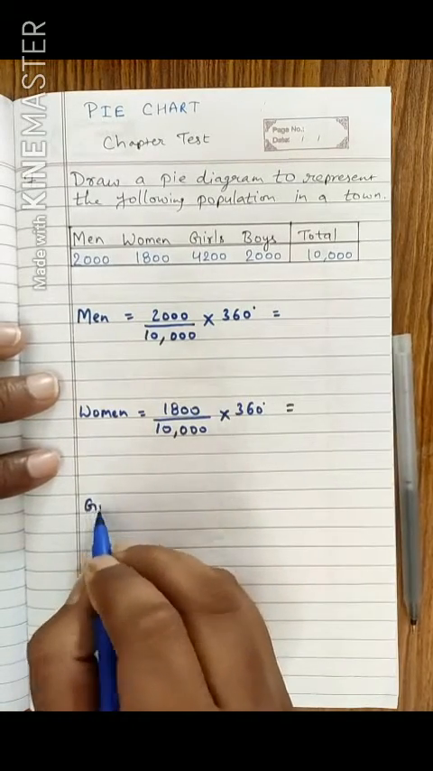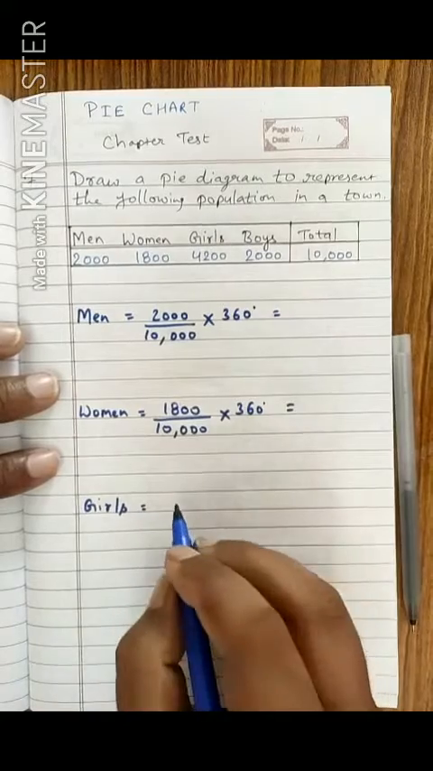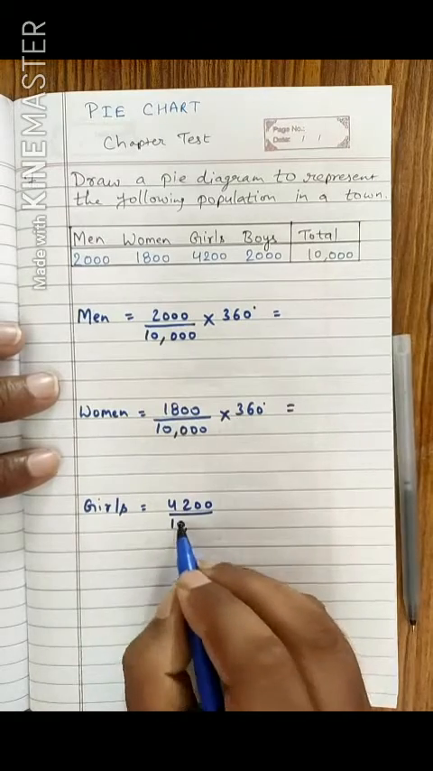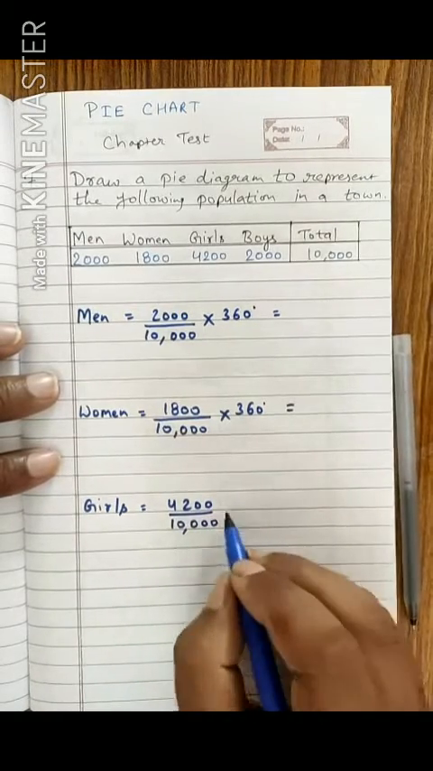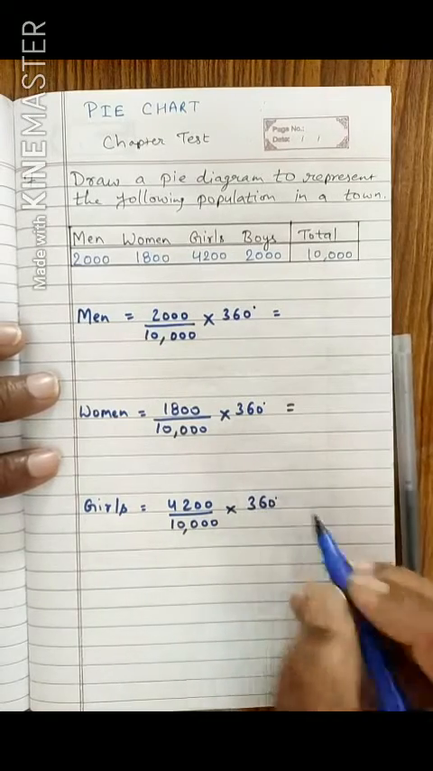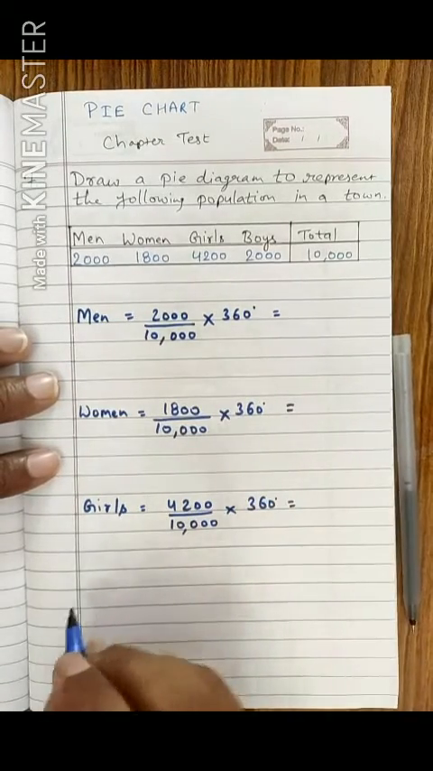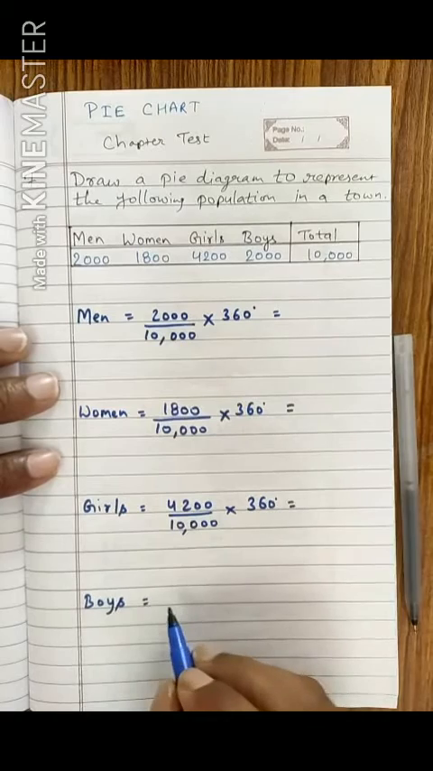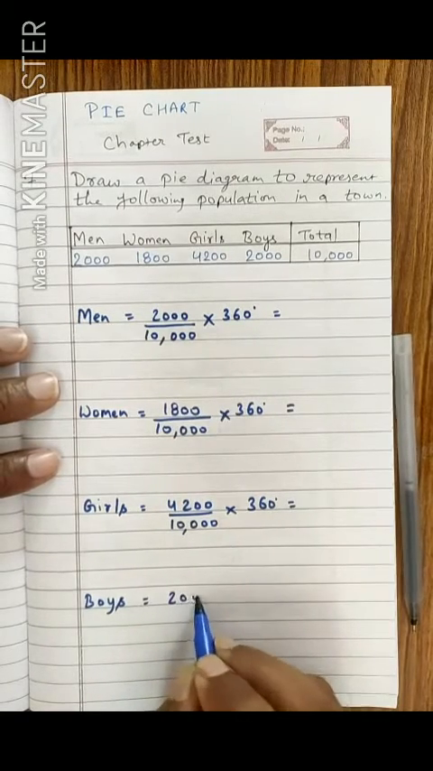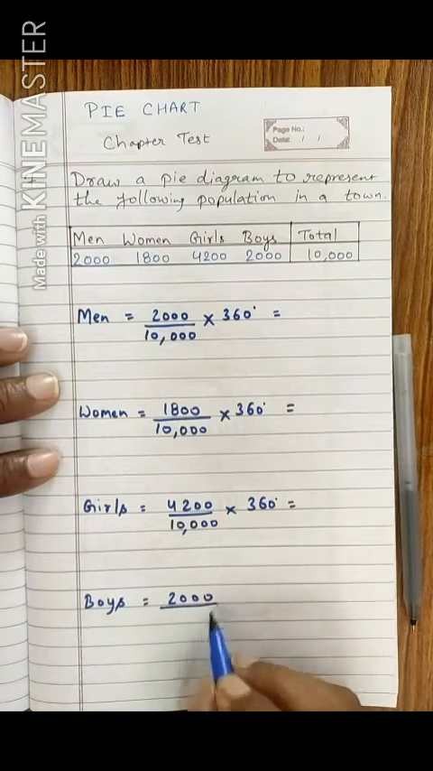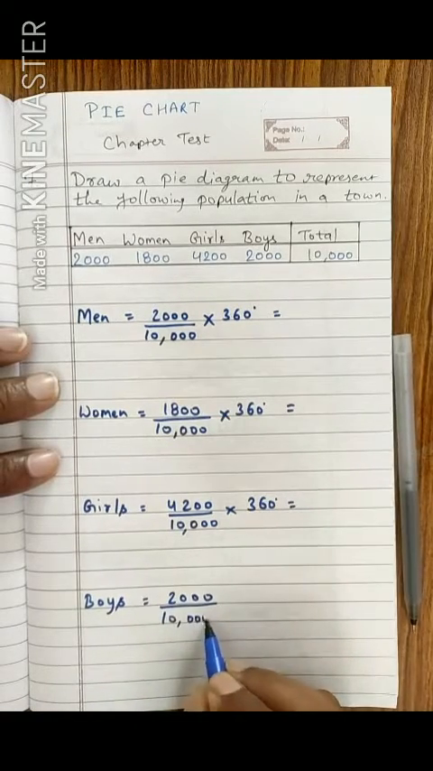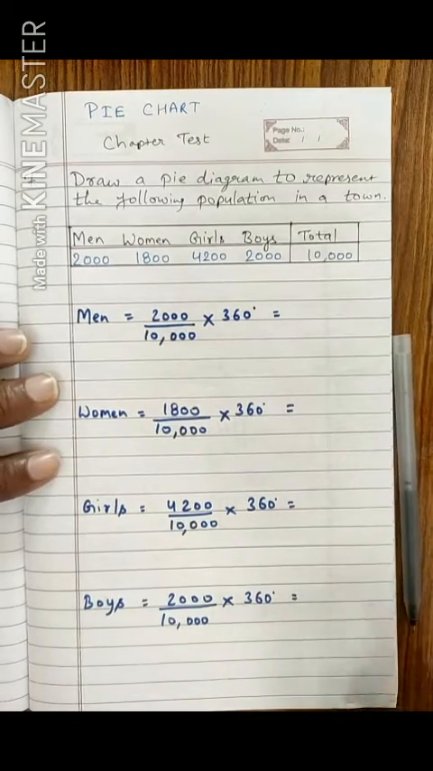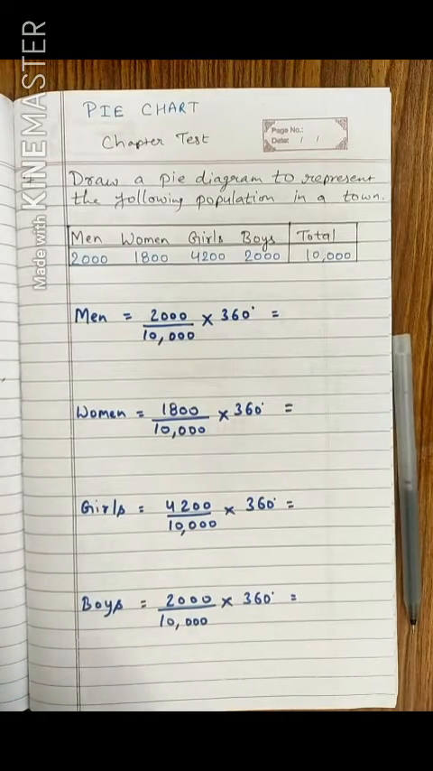After that, girls, it is 4200 divided by total multiplied by 360 degrees. And lastly, boys is also 2000 divided by total multiplied by 360 degrees. Now let us start the calculation.